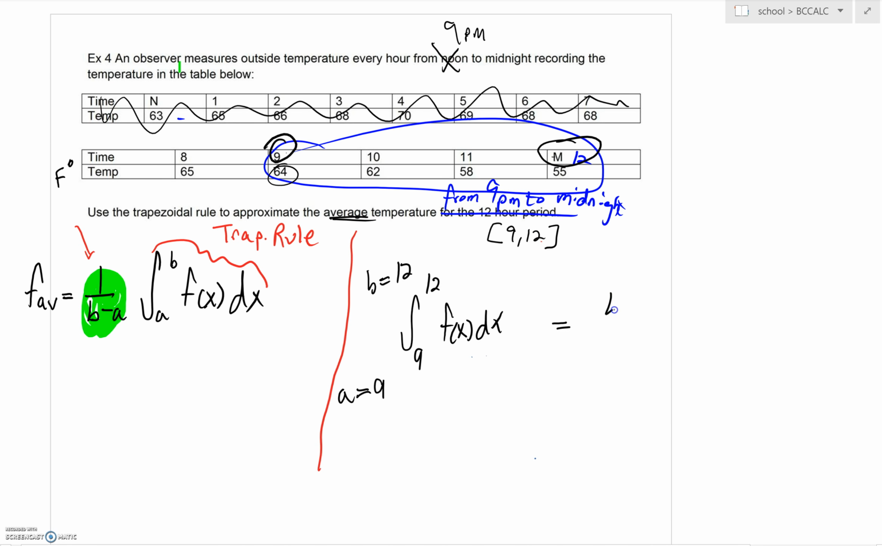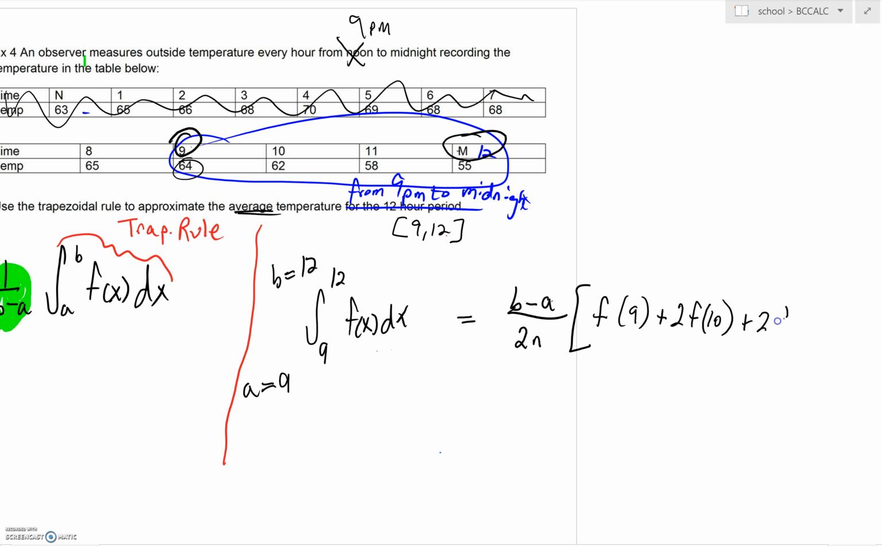And if you ever forget, knowing the proof, that's honestly why I wanted to spend some time and work that out. This b minus a all over 2n could get scary for kids, though, as they begin to work this out. We'll talk through a couple of ways to think through this, because right now you might say, well, how many trapezoids do I have? We'll get to that. But we know if a is equal to 9, we're going to have a start at f of 9. Then we're going to go 2 times f of 10 plus 2 times f of 11 plus f of 12.